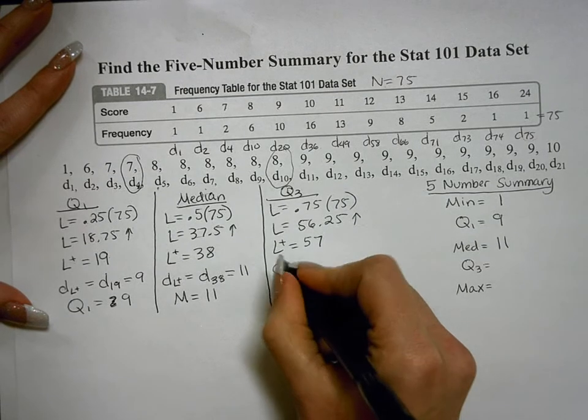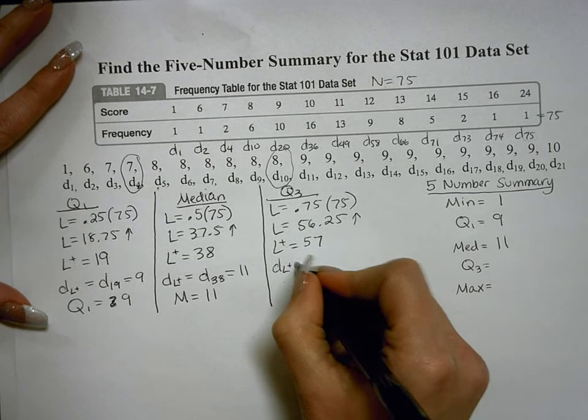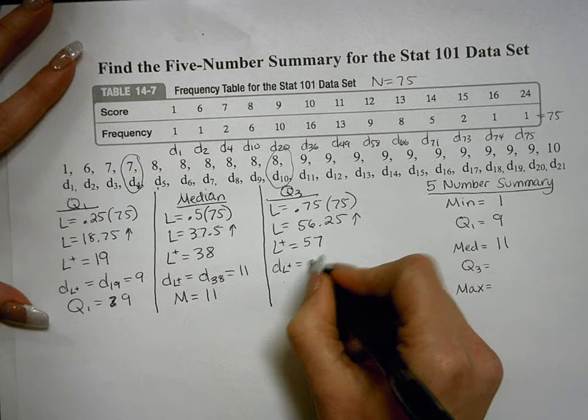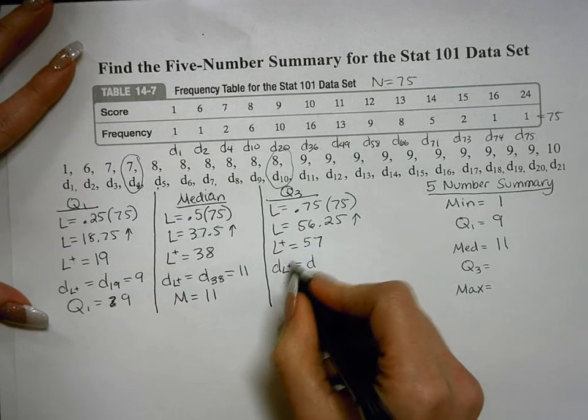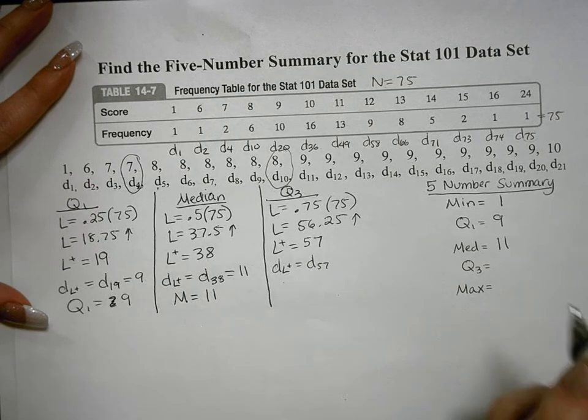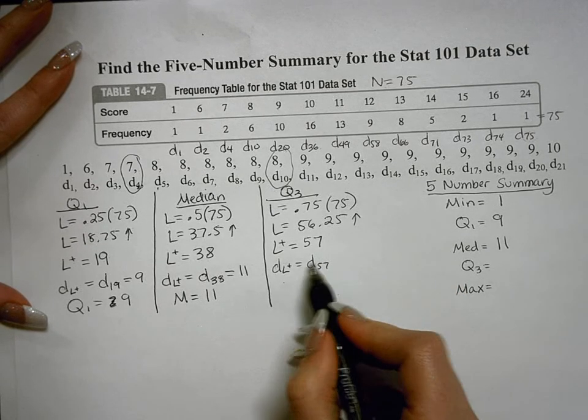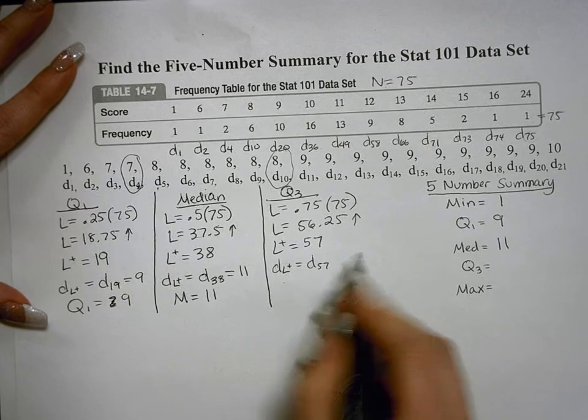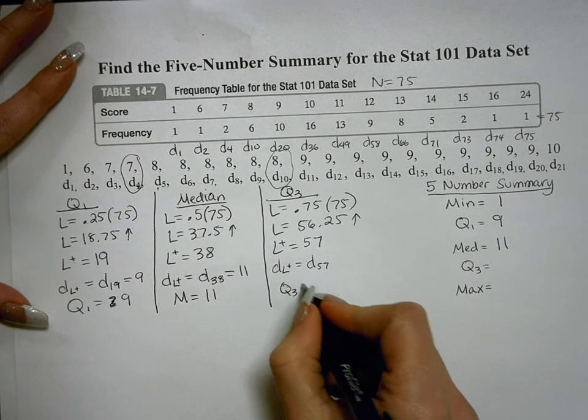And then I am finding DL plus. Well, DL plus is the same thing as 57, so I'm going to substitute a 57 in for that L plus. And I have to find what D57 is. That's going to be my third quartile.